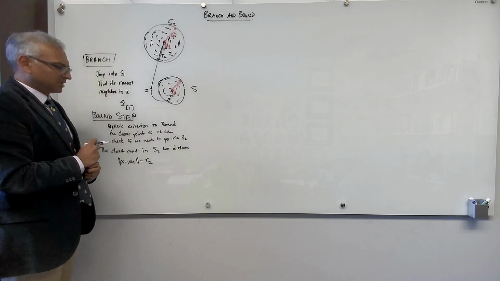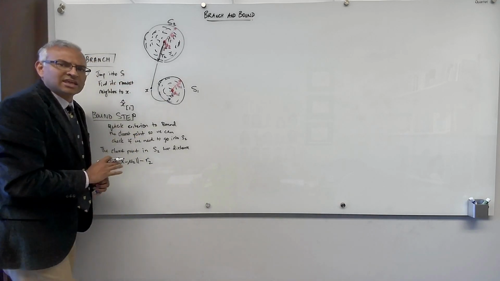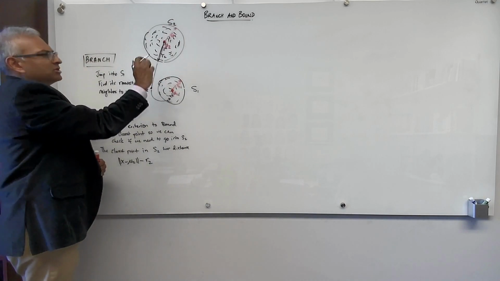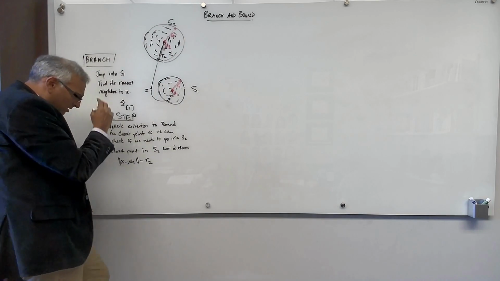That's the closest point in S2 to X. I mean, not necessarily the closest point, but that's the closest any point can be if it's in this set, which has a radius of R2. Okay, it has a bound of R2. So let's think about this.